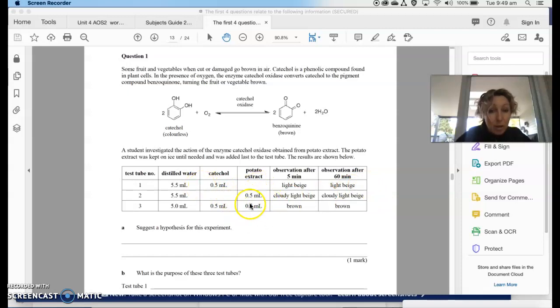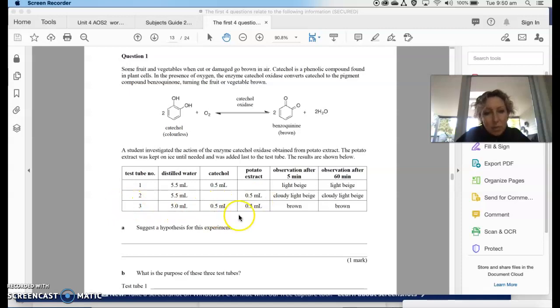potato extract with the catechol. So here we've got just our substrate in this first test tube. The second test tube, you've just got the enzyme. Now it probably has got a little bit of the substrate in, but it's mostly, that's the source of your enzyme, the potato extract.